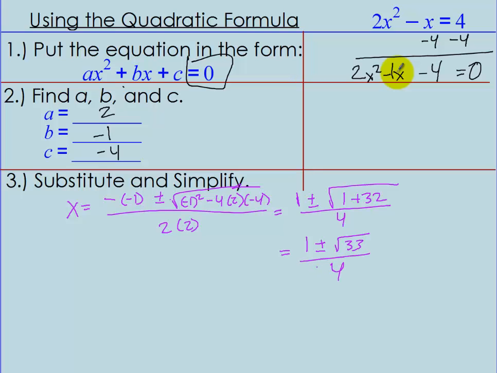You always try to simplify as much as you can. In this case, the square root of 33 does not simplify any more than that, so that is my answer: 1 plus or minus the square root of 33 over 4, just like that.